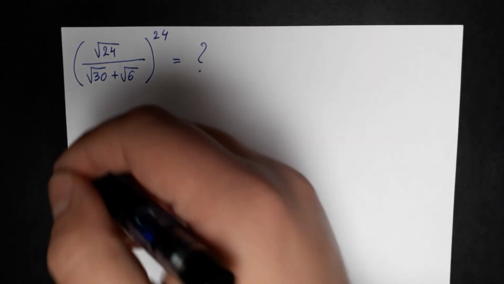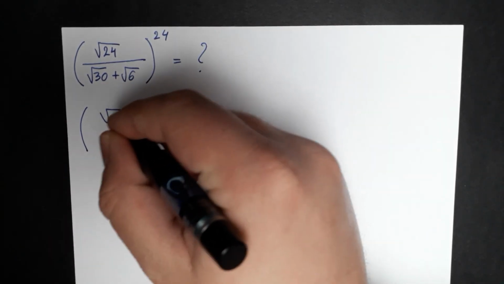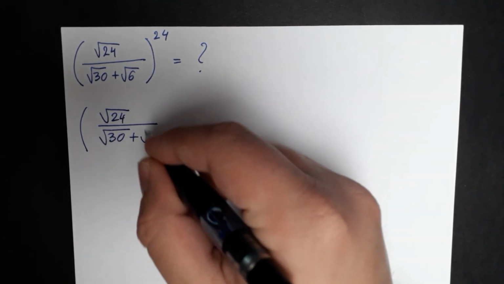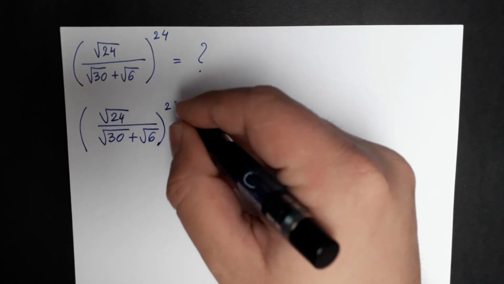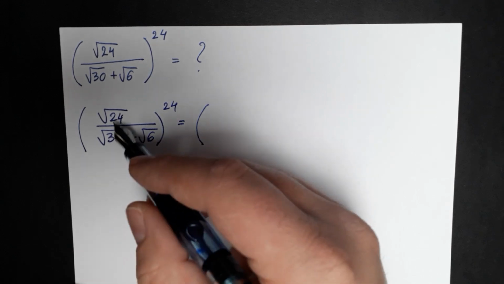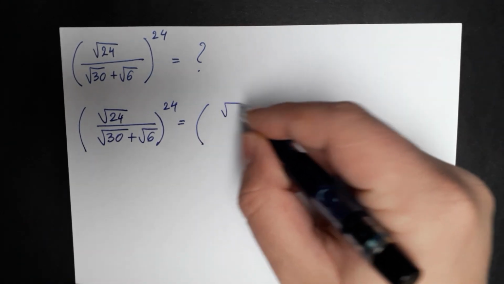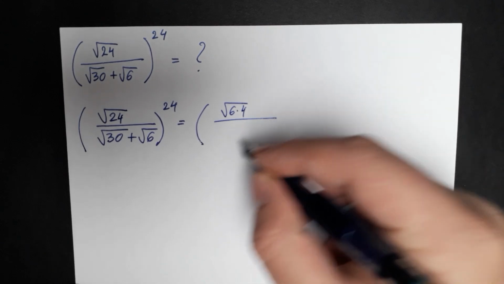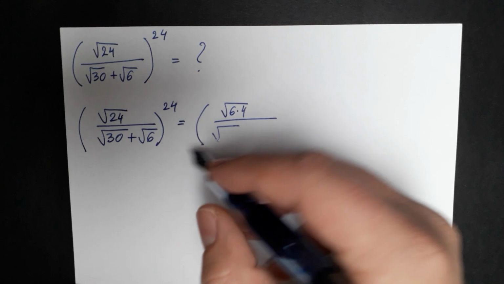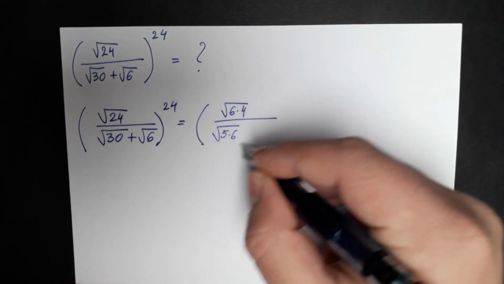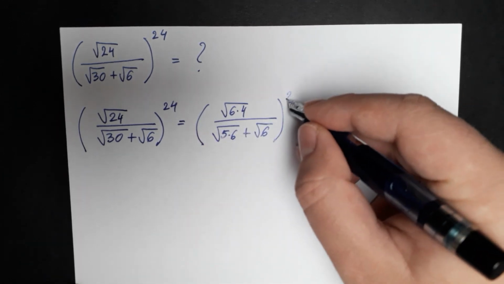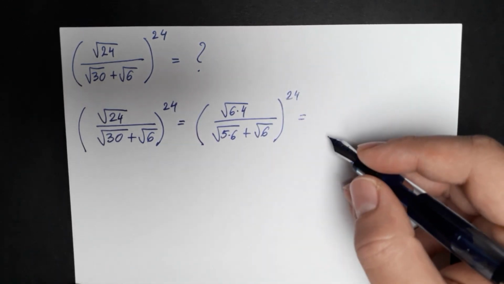So in this video I will show you how to calculate this problem: the square root of 24 divided by the square root of 30 plus the square root of 6, all to the power 24. Now the first thing I'm going to do is write this 24 as 6 times 4, and the same thing I'm going to do in the denominator. So we have the square root of 5 multiplied by 6 and the square root of 6. And of course that is to the power 24.